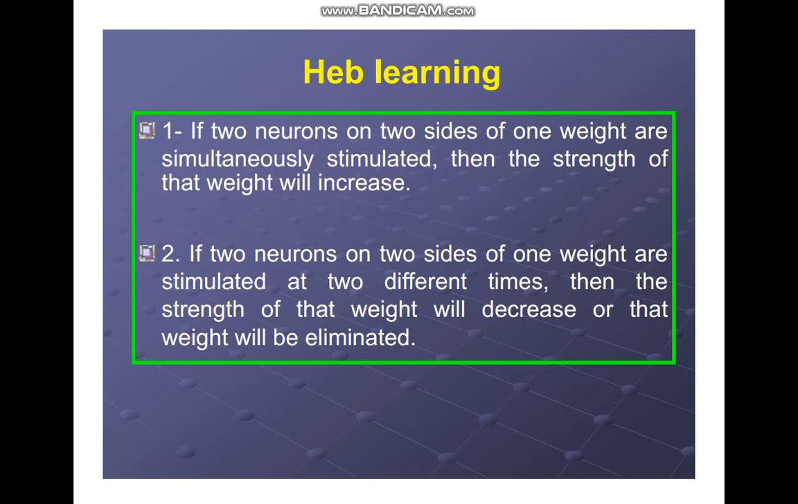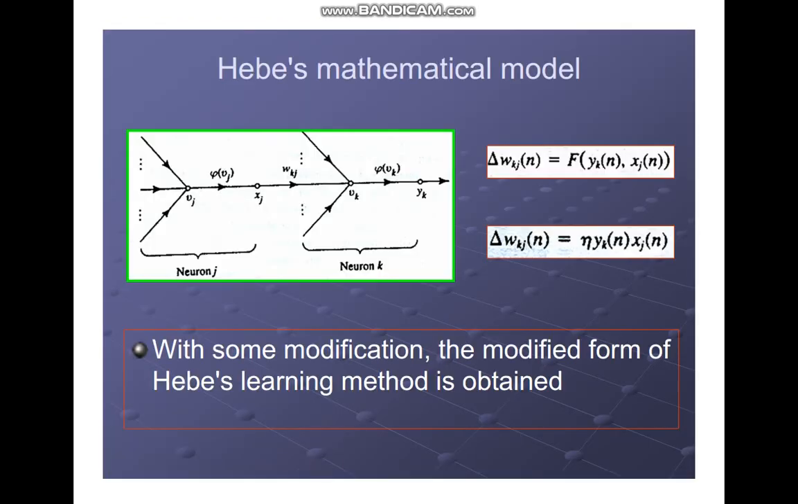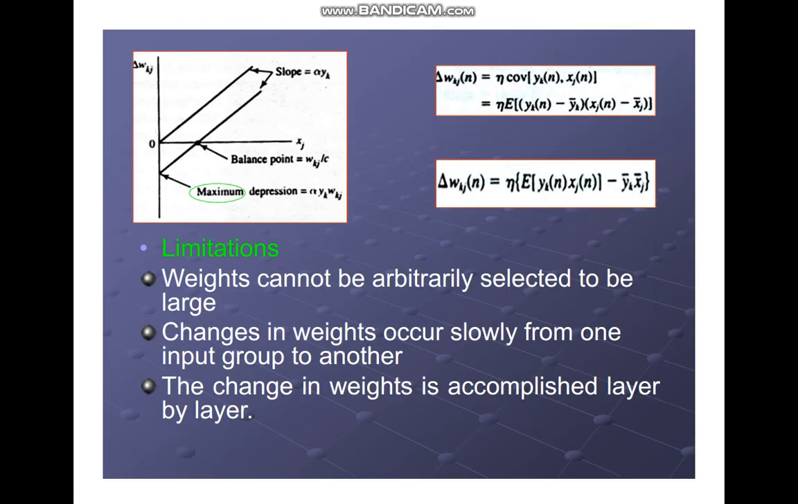Now we introduce Hebb learning. For competitive networks, there are two rules stated here. You can go over these two rules for eliminating some weights and some neurons in the process. The Hebb learning mathematical model is shown here, with the change in weight being the learning rate times the output and the input. There are some limitations for Hebb learning, which are stated here.